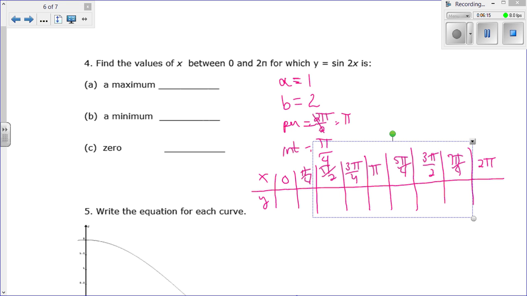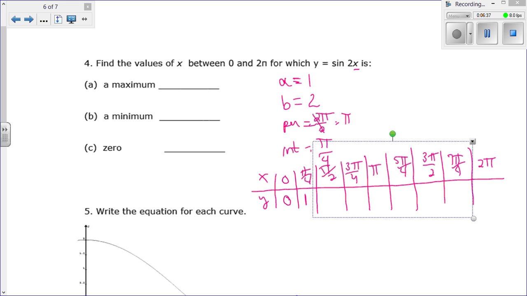So I put in 0 for x. 2 times 0 is 0. The sine of 0 is 0. 2 times pi over 4 is, well, let's think about it in degrees. It's a little bit easier than in radians. Pi over 4 is 45 degrees. So 2 times 45 is 90. The sine of 90 is 1.